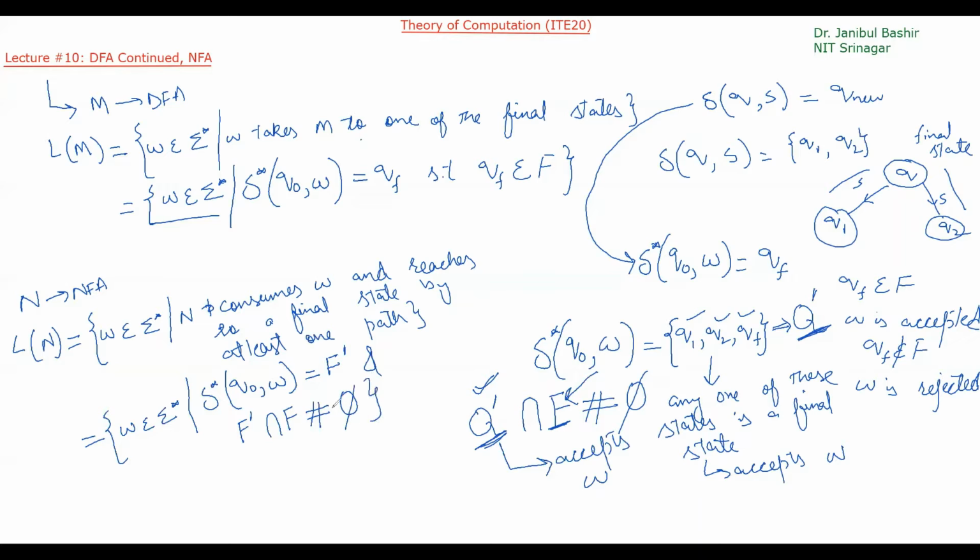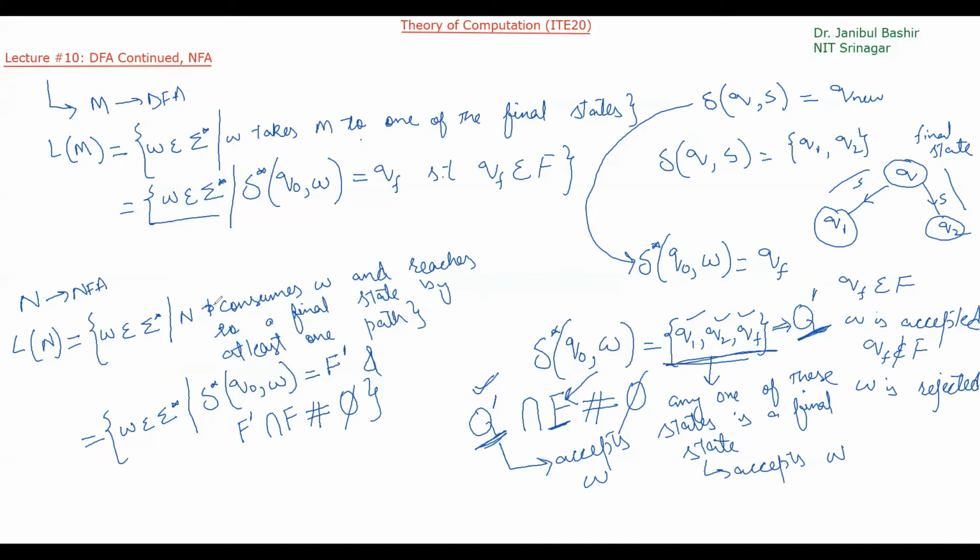However, if it is equal to phi, what does that mean? Phi means they have no common candidate, no common state. No common state means that in this set of states, there is no state that is a final state. That means all paths led to a non-final state, and in that case, our NFA rejects the string. So this is the difference in the definition of these two finite automata, DFAs and NFAs.